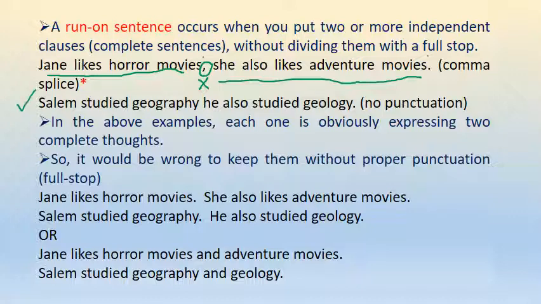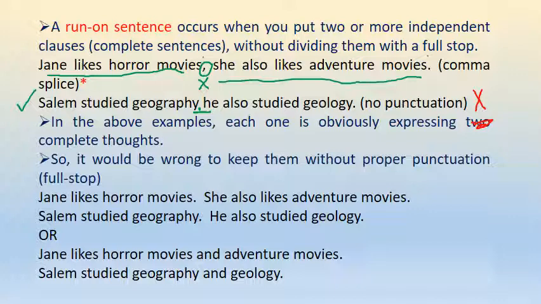Let's take a look at this example. Salim studied geography. He also studied geology. There's something wrong here. Salim studied geography. Complete idea. Something's missing here. So I need either a full stop or a conjunction to join the two. There's no punctuation and that's wrong. In the above example, each one is obviously expressing a complete thought, okay? So it would be wrong to keep them without proper punctuation or a full stop.